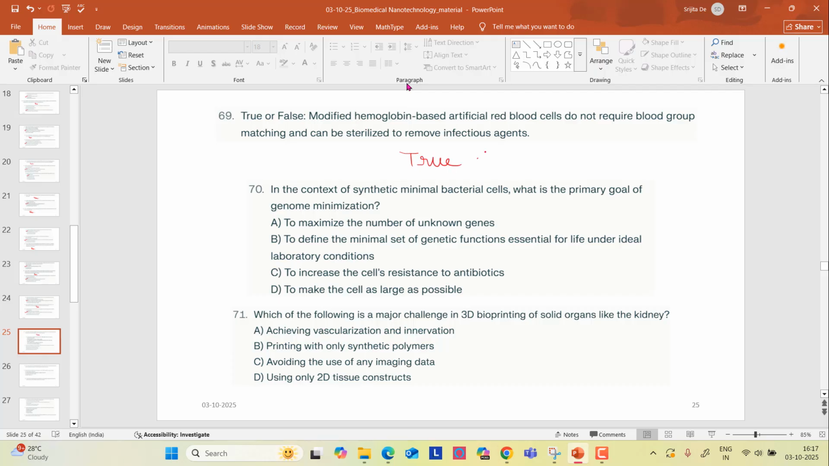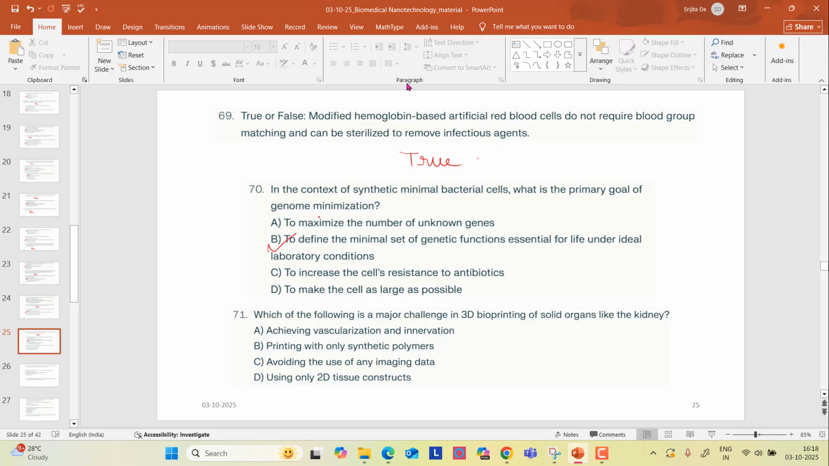In the context of synthetic minimal bacterial cells, what is the primary goal of genome minimization? To maximize the number of unknown genes, to define the minimal set of genetic functions essential for life under ideal laboratory conditions, to increase the cell's resistance to antibiotics, to make the cell as large as possible. Option B. Yes, it is the minimal set of genetic functions essential for life under ideal laboratory conditions.